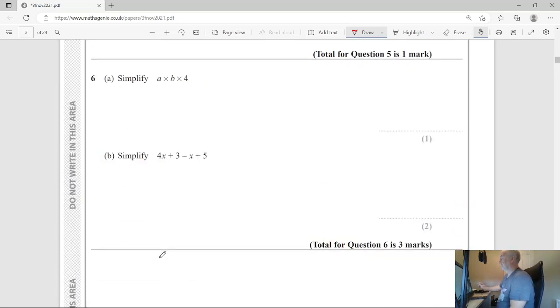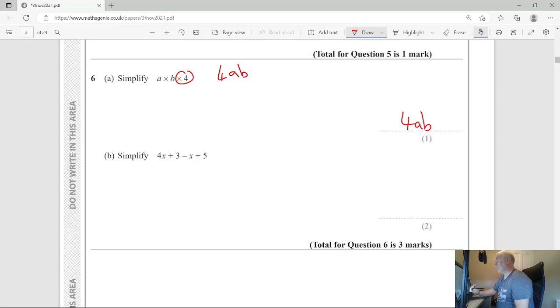Question 6a. Okay, we're multiplying these together, so they're all going to combine. If I've got a plus or a minus with different variables, then they would stay separated. So on this one, A times B, the 2 letters will just squeeze together and become AB. And then I've got 4 lots of whatever that is, so that's going to give me 4AB.